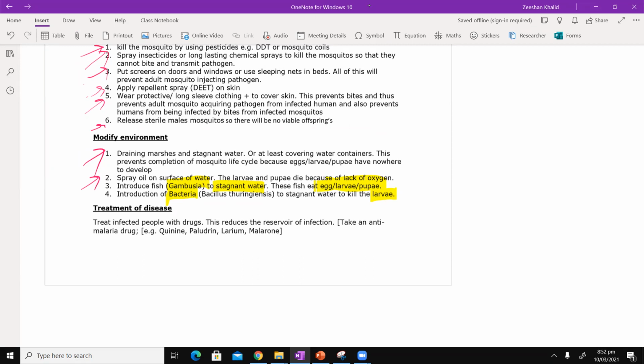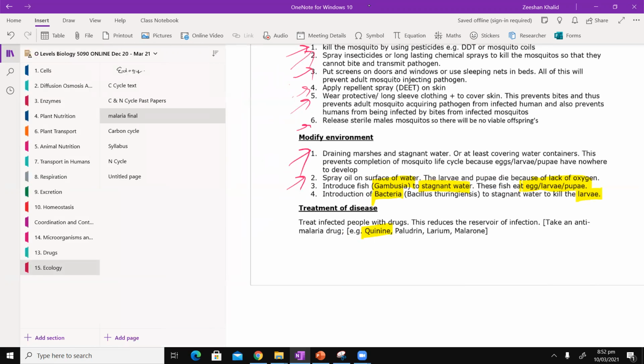Just this would do. And then treatment of disease, of course, if someone gets infected, quinine is a classical anti-malarial drug that can be taken to treat the malaria. Okay, alhamdulillah, so this finishes this topic.